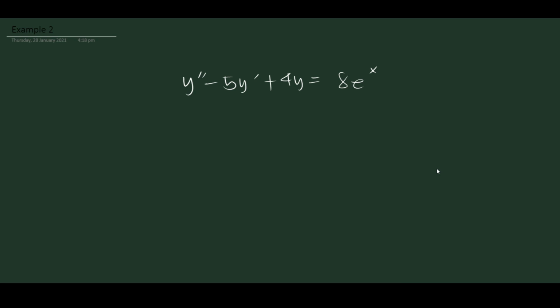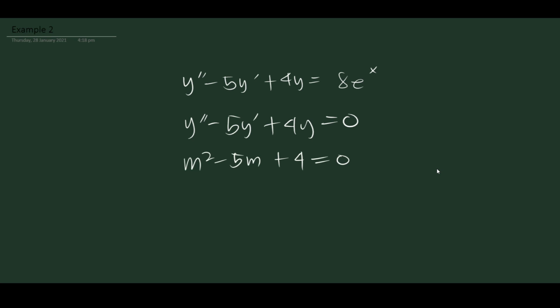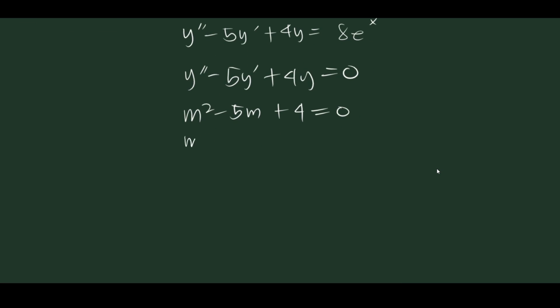First, we need to find the associated homogeneous equation. So that is y double prime minus 5y prime plus 4y is equal to 0, right? So what is our auxiliary equation for this? We have m squared minus 5m plus 4 is equal to 0. Now, let's factor this out. M minus 4 multiplied by m minus 1 is equal to 0. Applying the zero product property, m is equal to 4 and m is equal to 1 here.